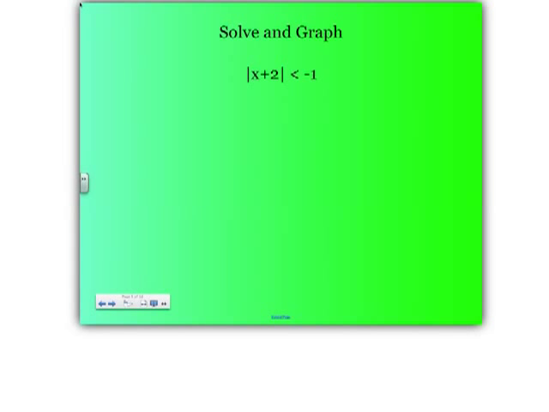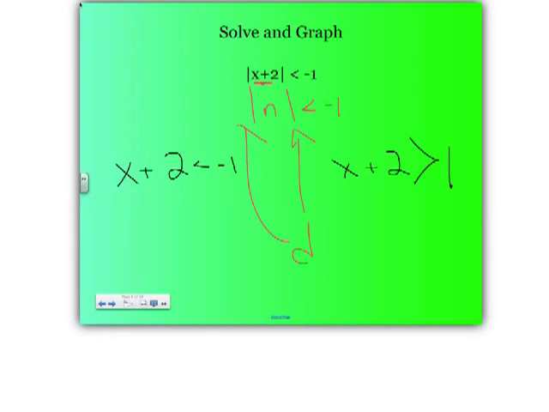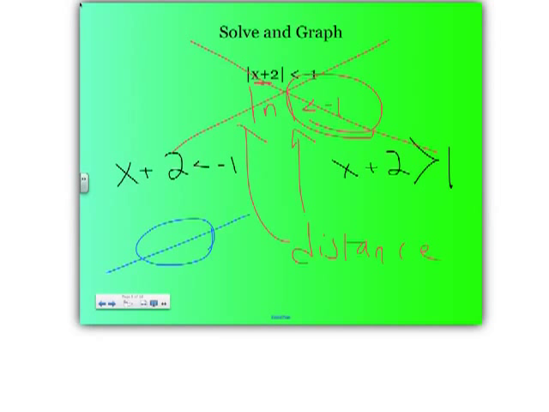So you might be thinking, okay, I got it, so let me try this problem. But if you were to set it up like this, you would be wrong. And the reason is because this is telling me that the absolute value of whatever this is, we'll call it n, is less than negative 1. But what is absolute value doing? It measures distance. Distance from 0. Can distance be less than negative 1? No. Therefore, the answer is no solution.